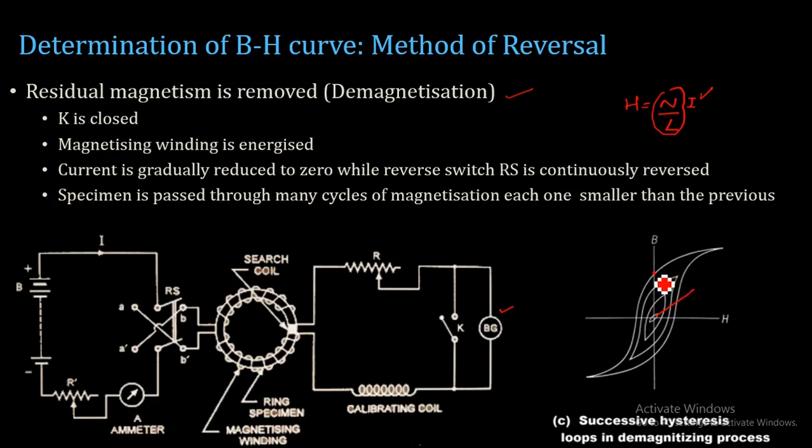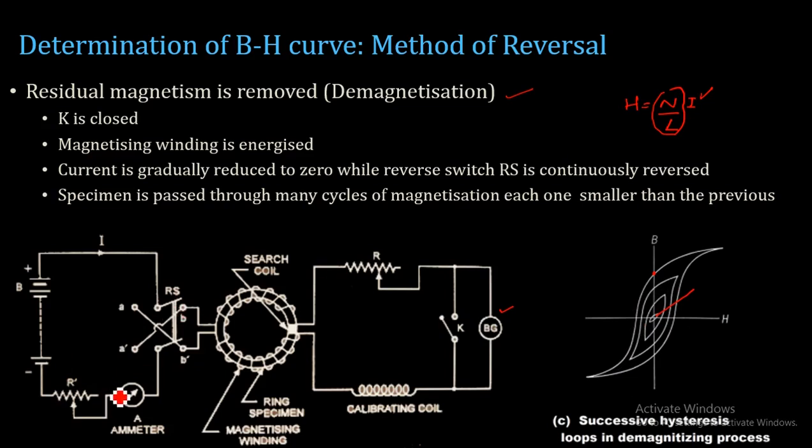Slowly the current is reduced and the cycles of magnetization are continued, and slowly you are bringing the area of the hysteresis curve to a minimum. While you continue the process by reducing the current and reversing the switch, your residual magnetism is slowly reduced to zero. This also happens if you apply an AC. Here you are not applying AC, so that's why you are having a switch.